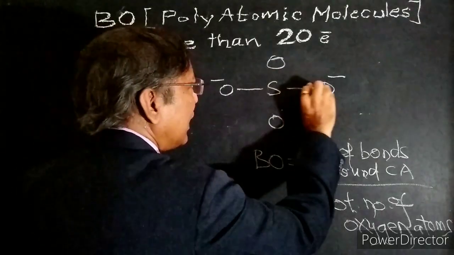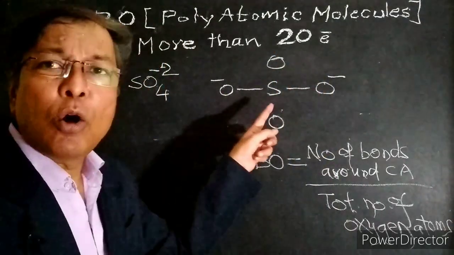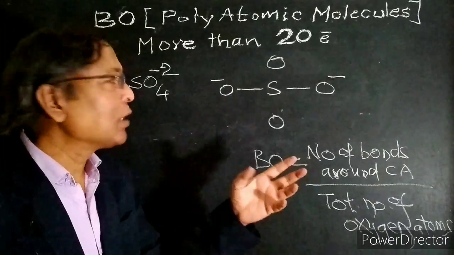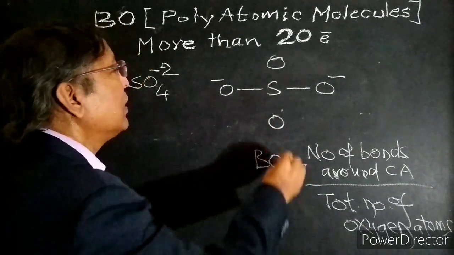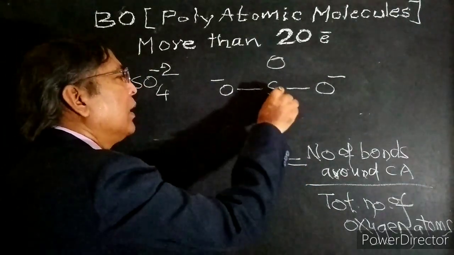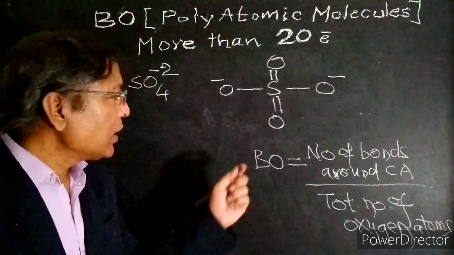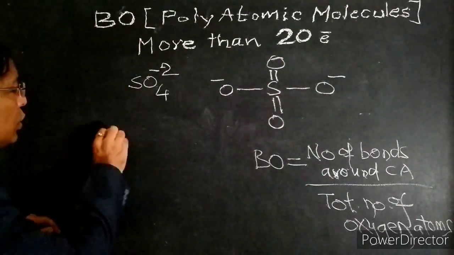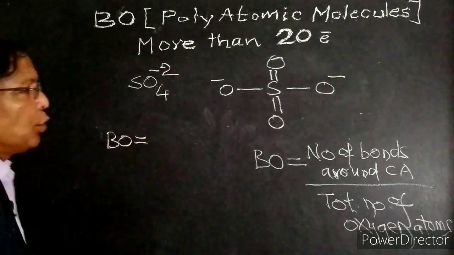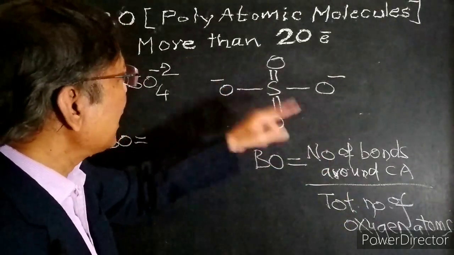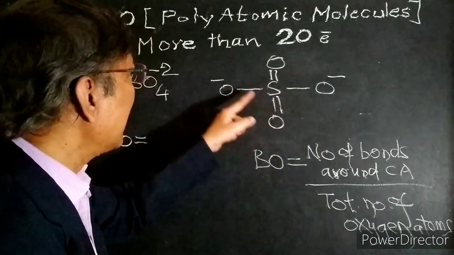So this is also with a single bond, and the oxygen atoms without any charge must be bonded to the central atom with a double bond. Therefore, here there will be a double bond and here also there will be a double bond. Now let us apply the super trick. Bond order equals the total number of bonds around the central atom. Let us count: 1, 2, 3, 4, 5, 6.